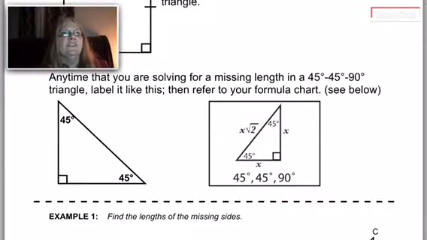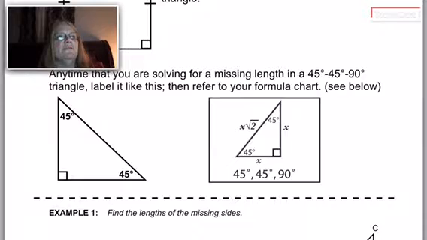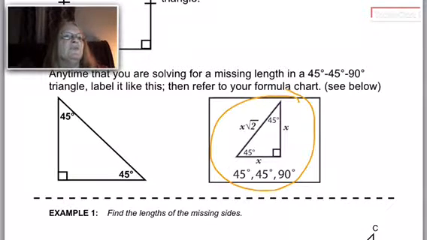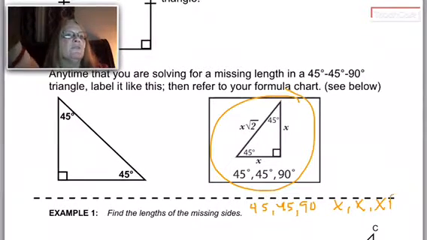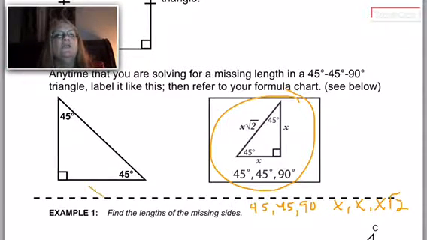All right, and so here they have created it for us like this. So on some formula charts, you will see this picture. On some, you won't see the picture. Sometimes they'll just say 45, 45, 90, x, x, and x to the square root of 2, and you have to draw the picture yourself. But again, you should be putting this onto your pictures. If you will actually put that onto your pictures, it really helps. Let's look at some examples.